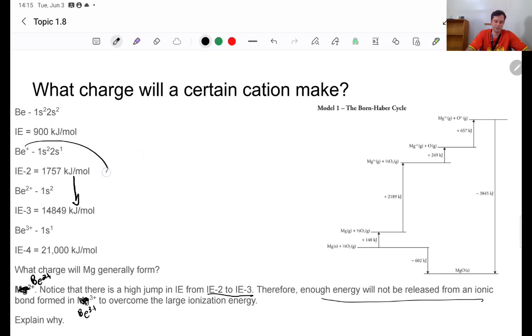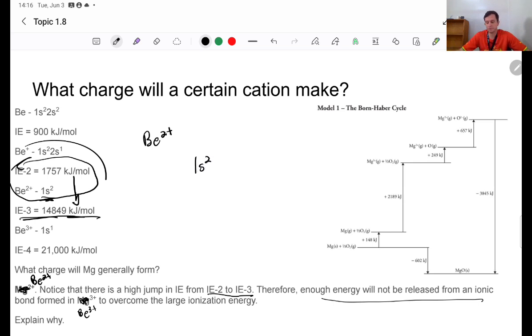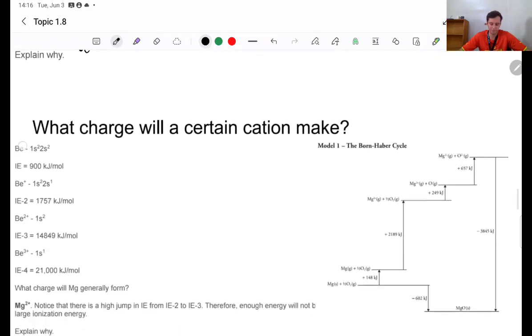Okay, so it's going to stop after the second ionization energy. So we'll get 2 ionizations, and we'll end up with Be2+. But notice the third ionization energy is super high. And again, we can explain that looking at the electron configurations, because now if there's a Be2+, it's 1s2. So the next electron to be removed would be in a lower energy position, closer to the nucleus, so more attraction, so it would take more energy to remove.